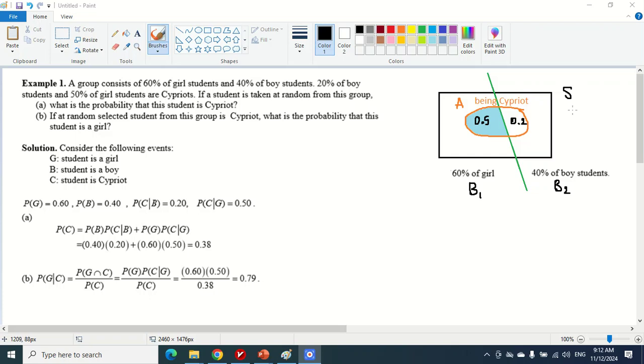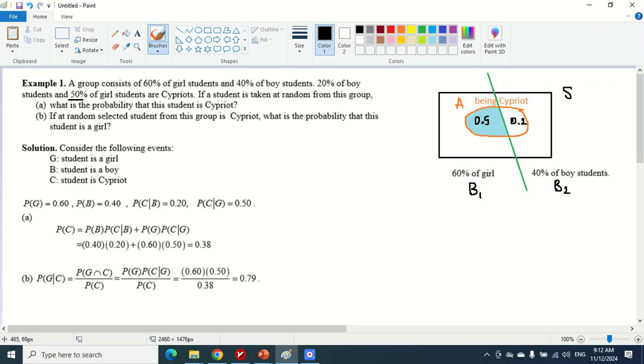If I split the space based on gender, then we have 60% girls that we denote by B1 in the shape, and 40% boy students that we denote by B2. And right now we have one given event, being Cypriot. For this reason, 20% of boy students are Cypriot, so the probability of being Cypriot and being a boy is 0.2, and 50% of girl students are Cypriot, so the probability will be 0.5 for being Cypriot and being a girl.